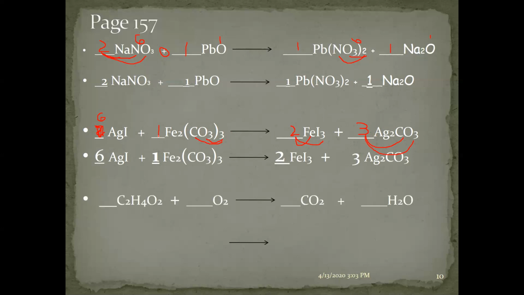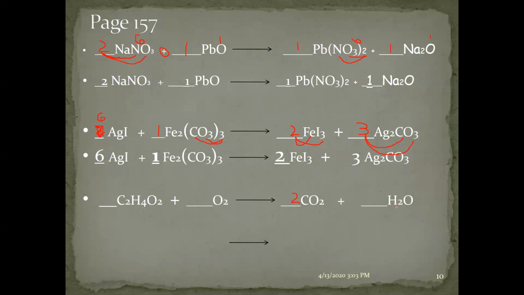Let's do one more. Again, pause the video, and when you're ready, hit play. All right, so our last one here. Let's go ahead and work our way straight across. First element, carbon, C2. So I have to put, of course, to balance that, a 2 here, because 2 times C1 is C2. My next element is hydrogen, H4.